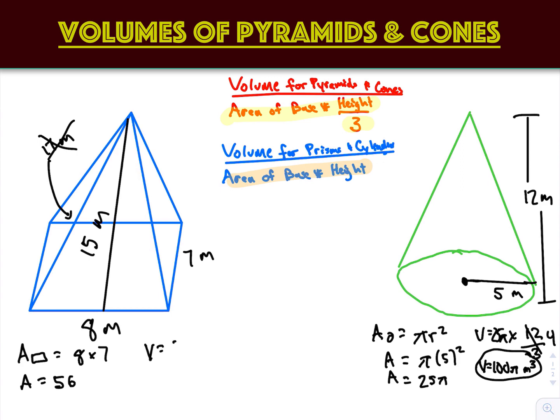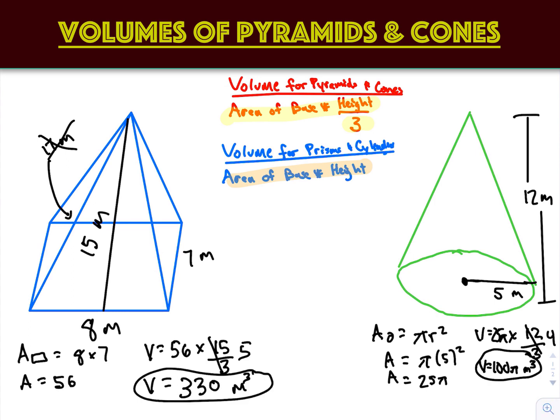So now I'm going to take my area of 56 and multiply by the height of 15, again divided by 3. 15 divided by 3 is 5. The volume is 56 times 5, which is 330 meters cubed. Again, this shouldn't be anything too crazy. It's very similar to finding volumes for prisms and cylinders and any volume problem you've done up until this point. The major difference that I need to remember is that I take the area of the base times the height and I multiply by height divided by 3. 3 because it is a 3-dimensional triangular height.